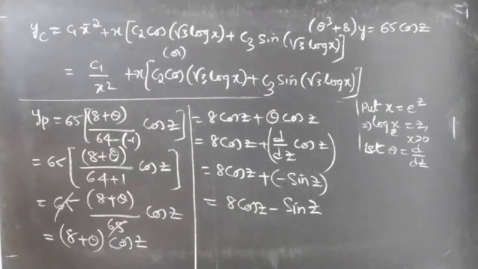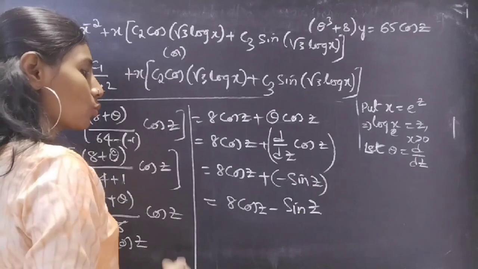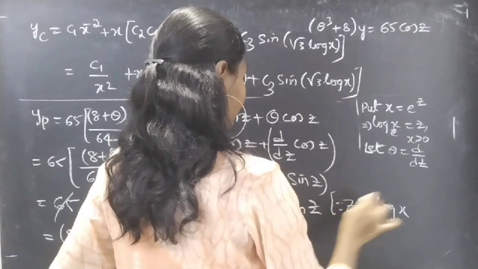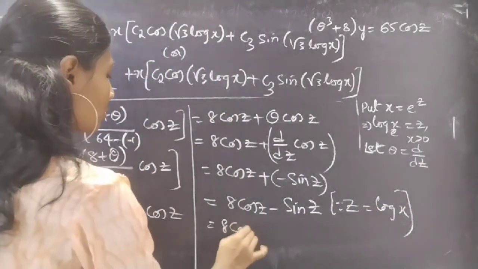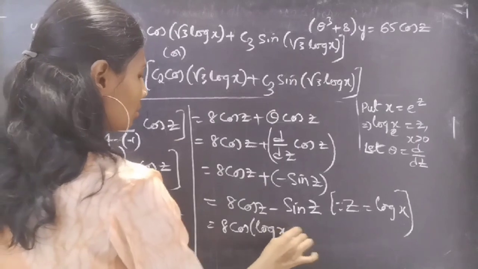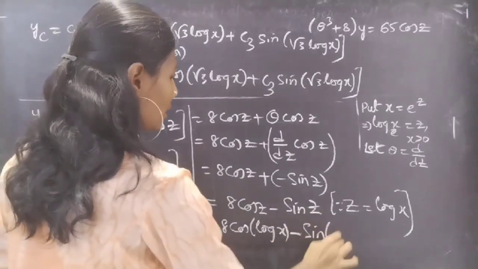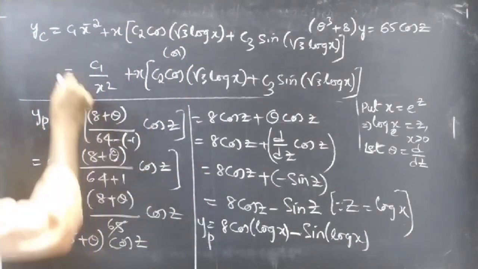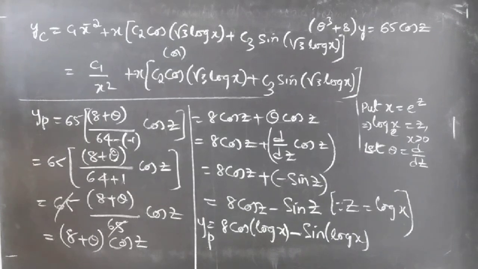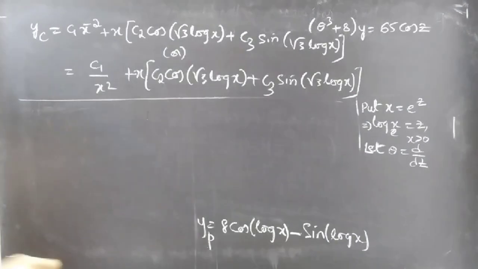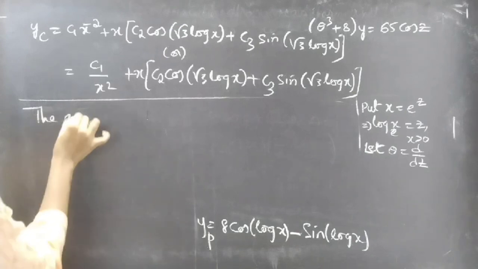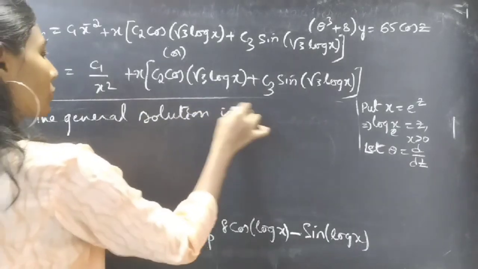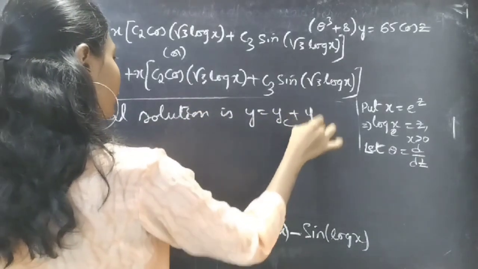We have yp in terms of z, but we need to write it in terms of x. So we'll replace z by log x. This becomes 8 cos of log x minus sine of log x. So this is our required yp. We got yp and yc. Let's now write the general solution. The general solution is given by y equals yc plus yp.